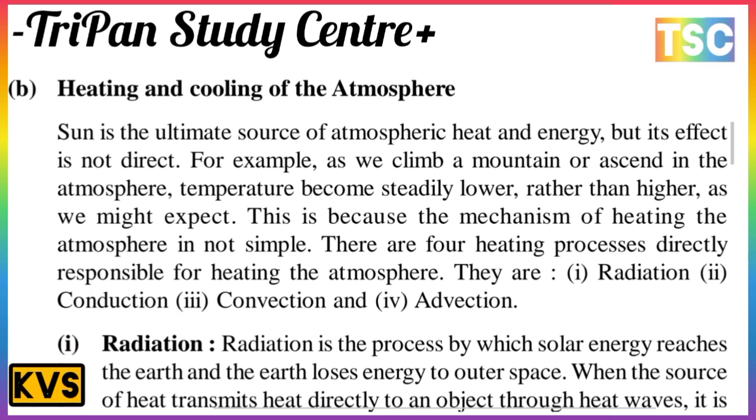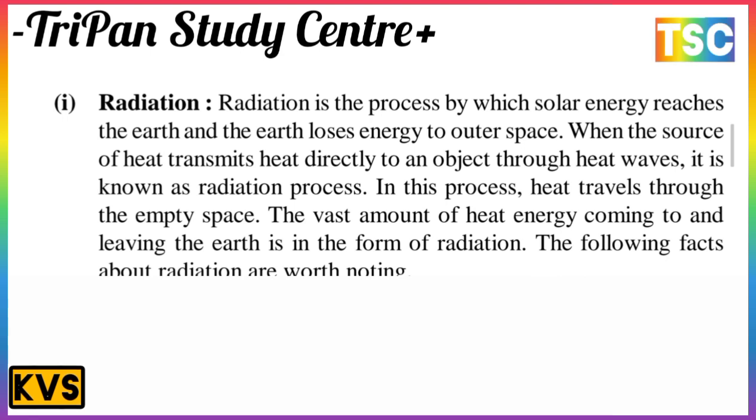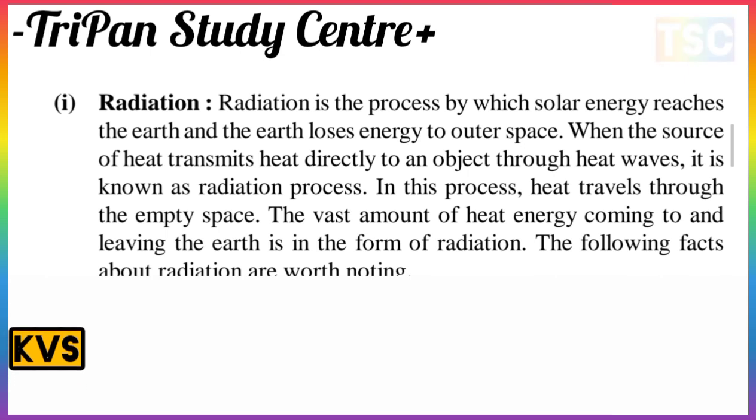This is a most important point here: heating and cooling of the atmosphere. These four points are the most important. The first point here is radiation. Radiation is the process by which solar energy reaches the earth and the earth loses energy to outer space. When a source of heat transmits heat directly to an object through heat waves, it is known as the radiation process. In this process, heat travels through empty space. The vast amount of heat energy coming to and leaving the earth is in the form of radiation.